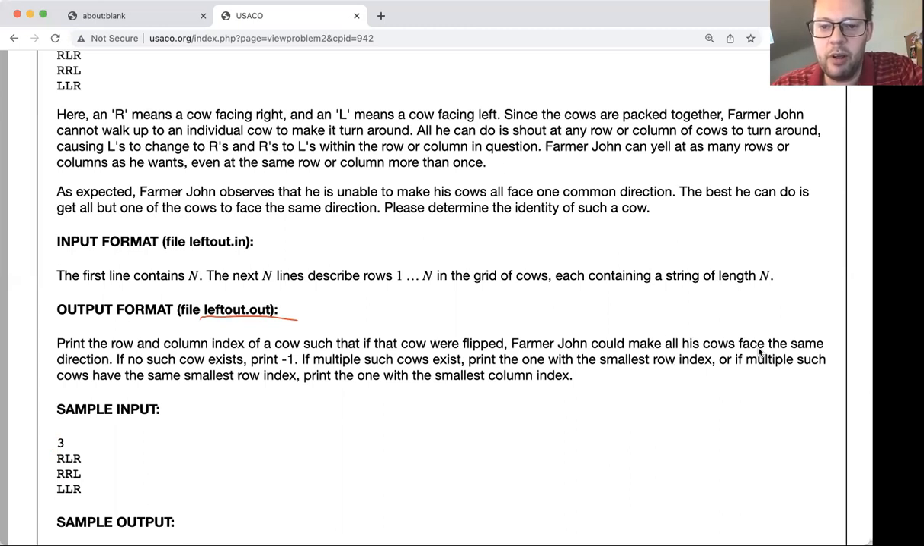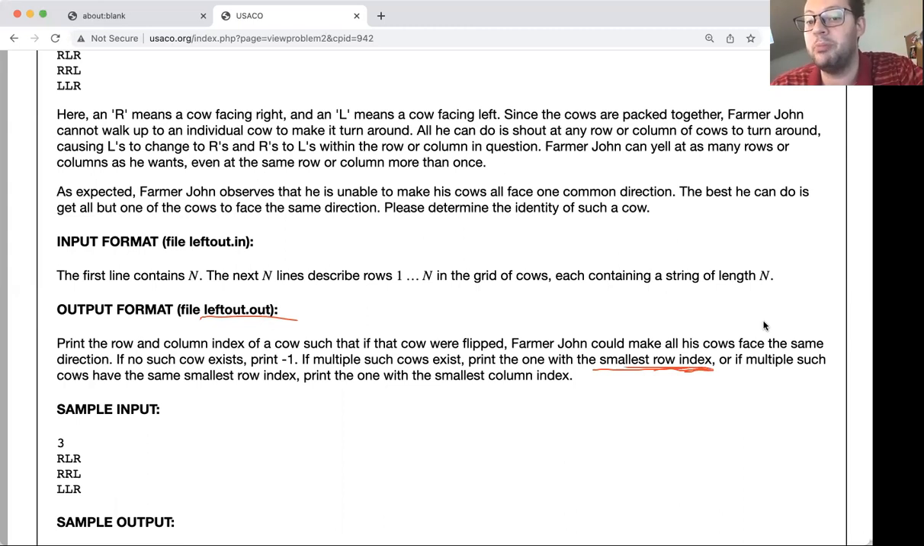It's another file writer. Print the row and column index of a cow such that if that cow were flipped, Farmer John could make all his cows face the same direction. So basically, we're finding the one that can't be solved. If no such cow exists, print -1. If multiple such cows exist, print the one with the smallest row index.